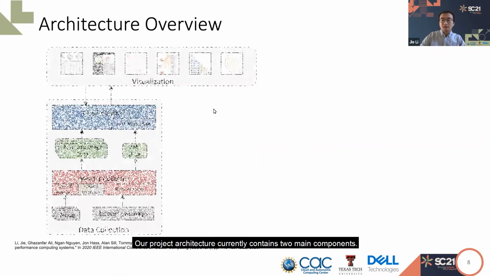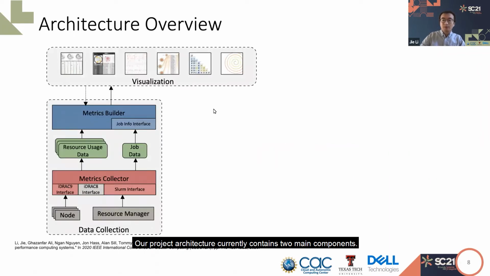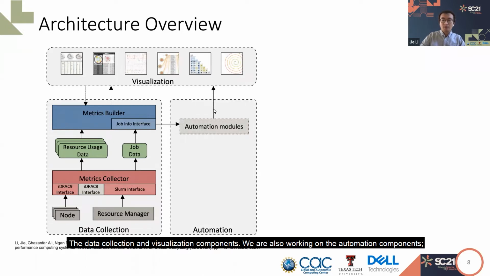Our project architecture currently contains 2 main components, the data collection and the visualization components. We are also working on the automation components. It is a set of automation tools that help system admins with their daily tasks. The data collection component collects monitoring data from each computing node and the resource manager and manages the monitoring data in TimescaleDB. It also provides APIs and accelerates the data queries for visualization and automation.